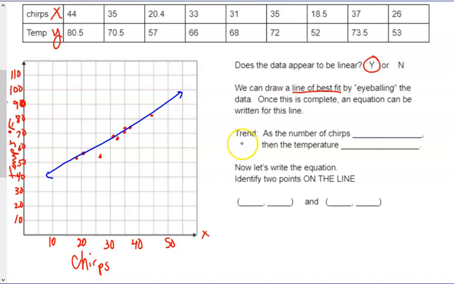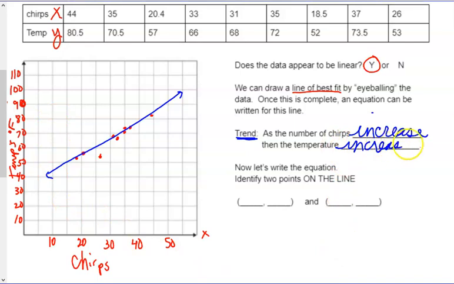Now, actually, let's see. The trend of our data, let's take care of that first. It says, as the number of chirps does what? Well, let's talk about, as the number of chirps increase, is what I'm going to put there. Let's see what happens on the temperature. So as the number of chirps go up, what happens to my temperature? My temperature also goes up, or it increases as well.